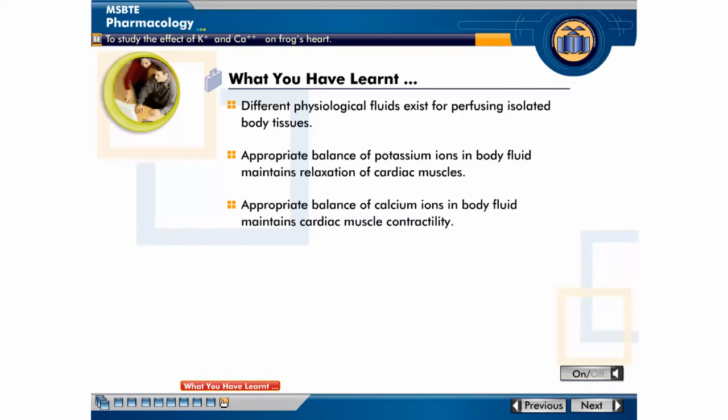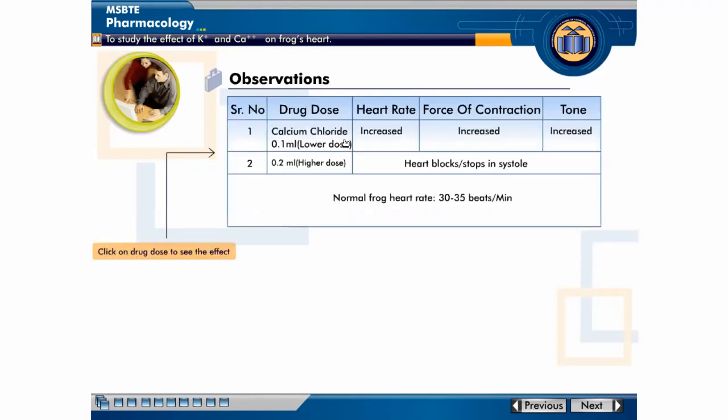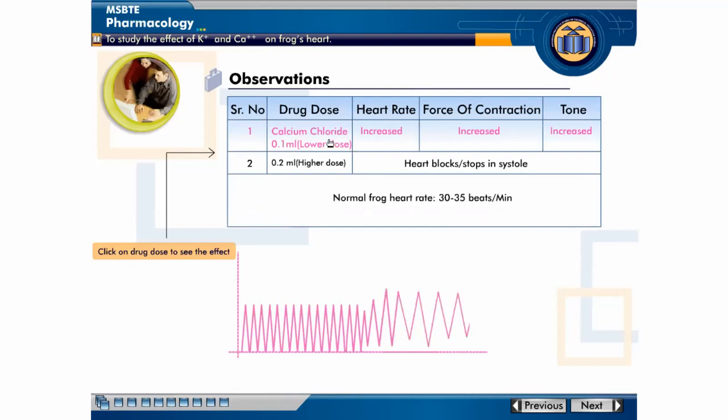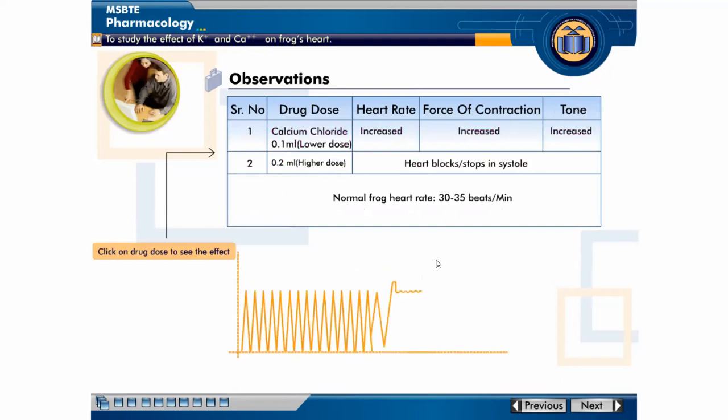Then calcium ion, when we inject calcium ion, then what happens to heart rate and force of contraction? Calcium ion inject केलं काय होतं? Increase. Heart rate आणि force of contraction increase होतो मॅडम. Therefore tone is also increased, and when we give a higher dose, contraction occurs, but at a certain time the heart gets blocked or stops in the systole. Means contraction मध्ये heart stop होतं.